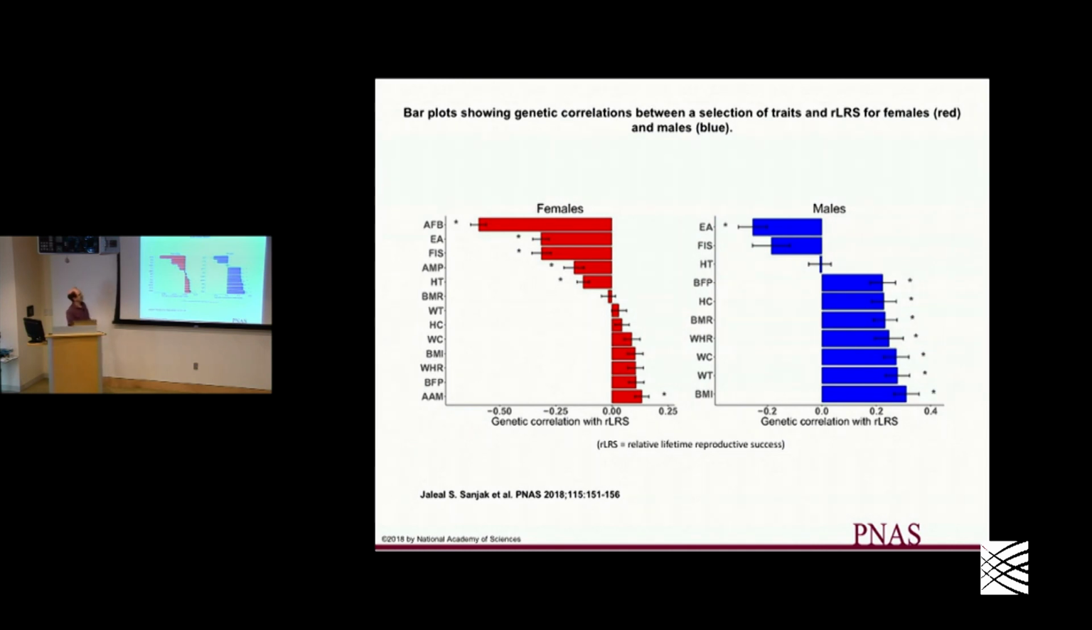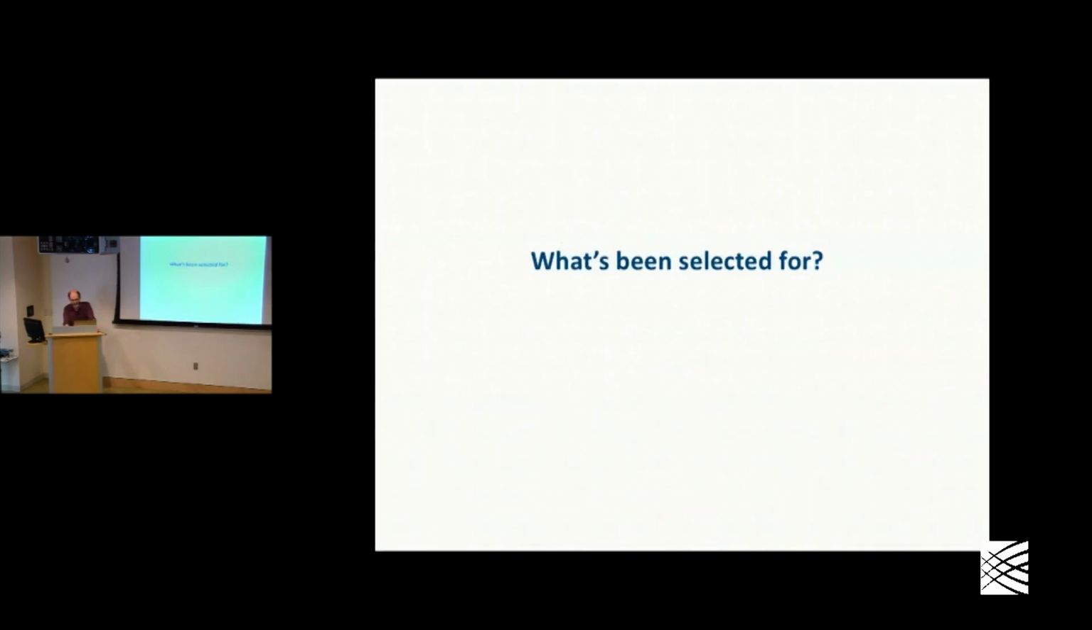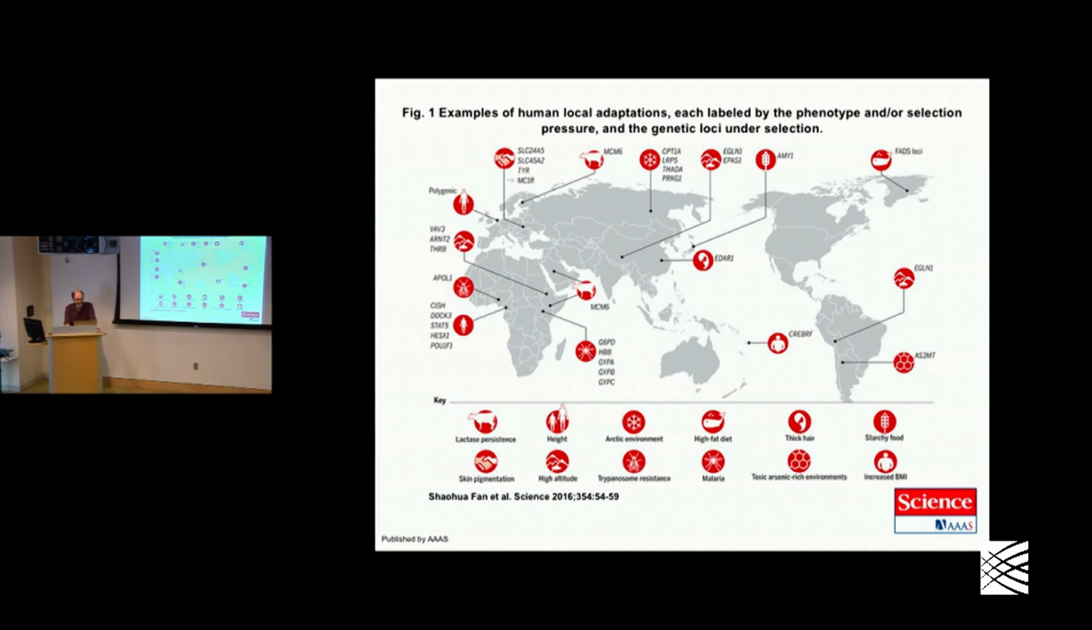It might be a little bit disquieting to note FIS is fluid intelligence. So genetic factors that tend to confer greater intelligence are associated with having fewer children, which isn't exactly news, but it's a little disconcerting to see that intelligence appears to be selected against in the current population. It is what it is.